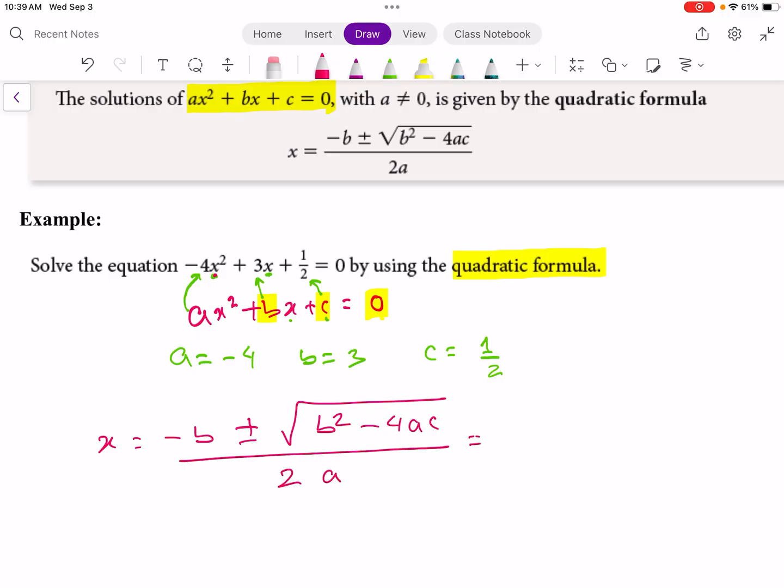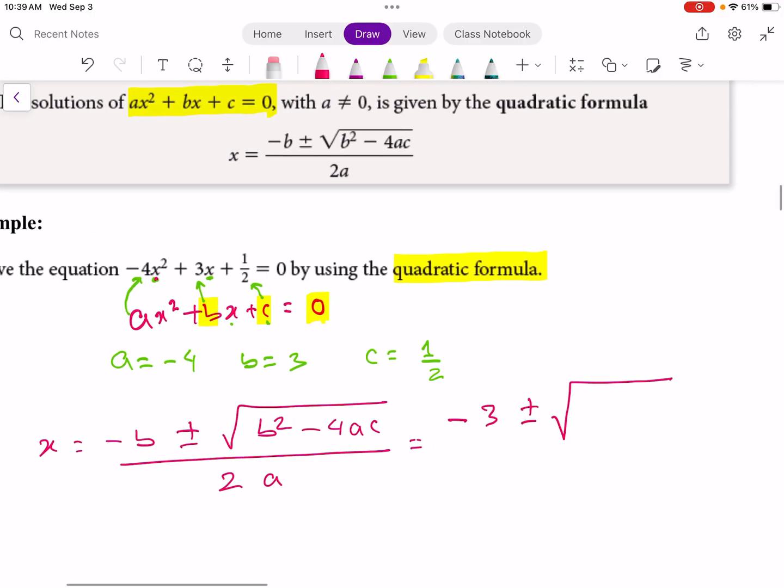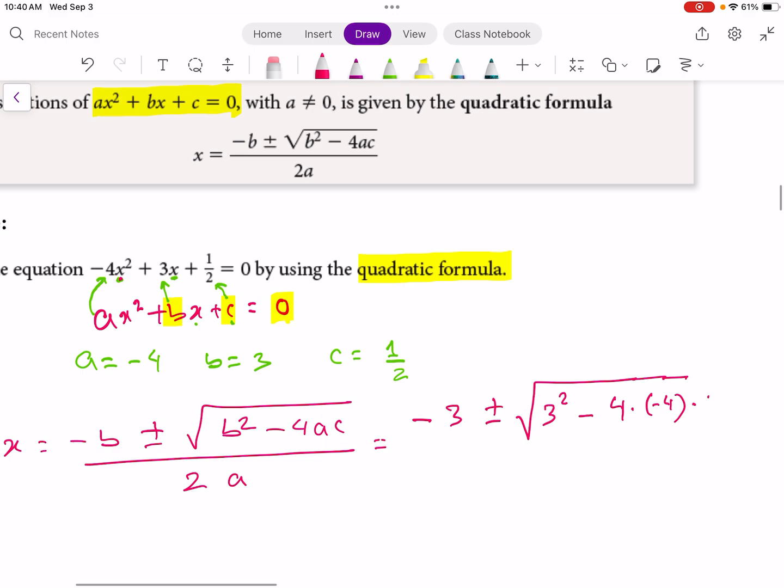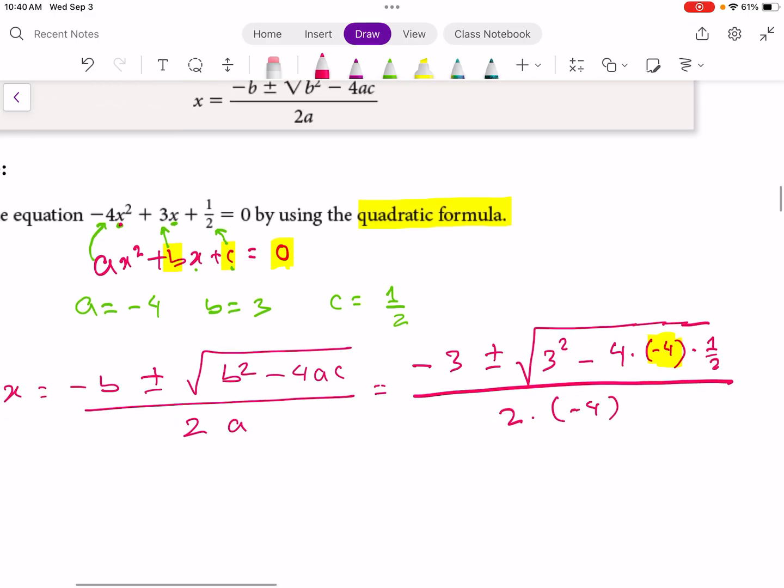Now let's substitute. So we have negative as it is. b is 3. So 3 plus or minus the square root of b squared, our b is 3, so 3 squared, minus 4 times a. a is -4. Make sure to have parentheses, -4 times c. c is 1/2. So whenever you have a negative number or more than one term, make sure to use parentheses. Divided by 2 times a. 2 times our a, which is -4.